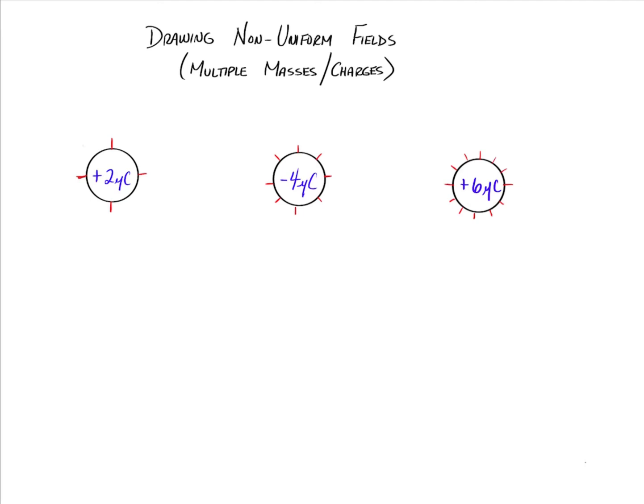Going between the positive 2 and the negative 4, that one is kind of straightforward to me because any positive test charge is going to be repelled from the 2 and attracted to the 4. So that arrow makes sense. I'm going to leave the 2 and terminate on the negative 4.